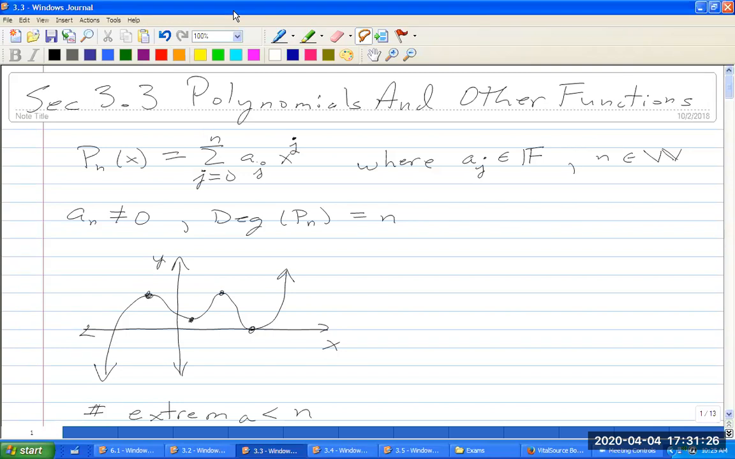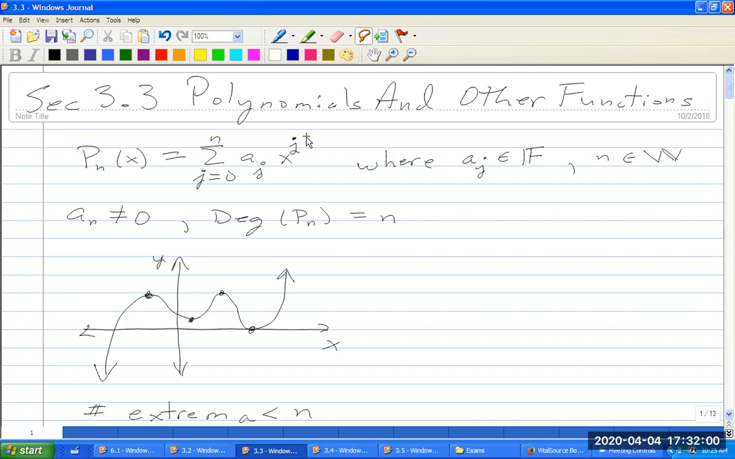Section 3.3, Polynomials and Other Functions. So, a polynomial is just the sum of a whole bunch of terms. Each term looks like some coefficient, some number, times x to a power, where these powers are whole number exponents.